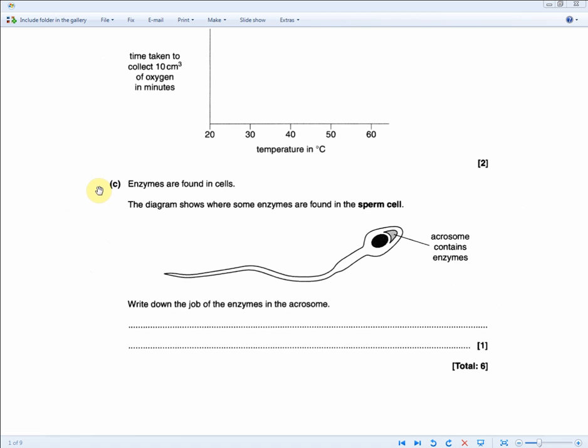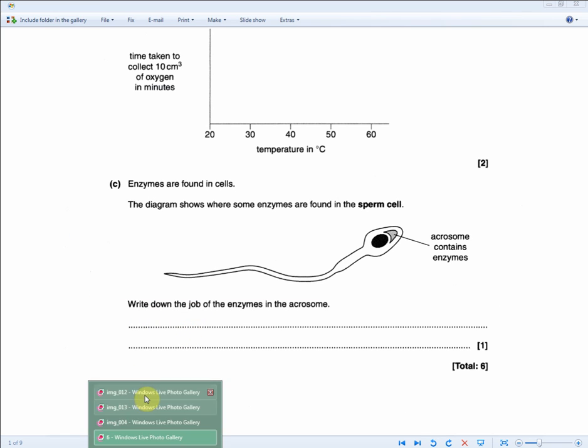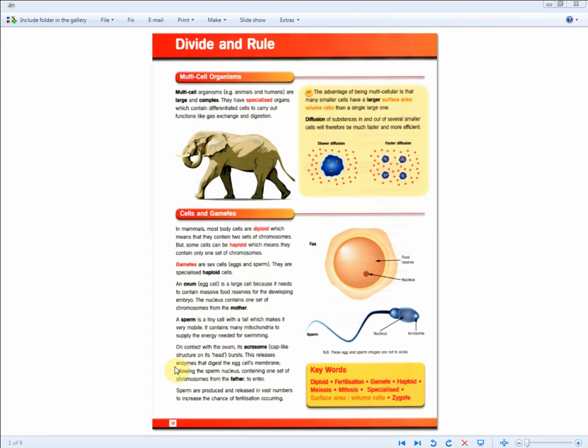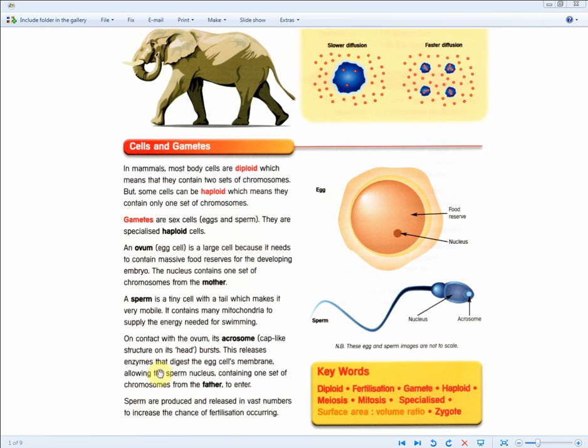So the question reads, enzymes are found in cells. The diagram shows where some enzymes are found in the sperm cell. So here you've got the diagram with the labeling saying the acrosome contains enzymes. Write down the job of the enzymes in the acrosome. Well, we know the purpose of these enzymes is to digest the egg cell's membrane so the sperm can enter. And it's written, as we've seen already, here: the enzymes digest the egg cell's membrane, allowing the sperm nucleus containing 1 set of chromosomes from the father to enter.